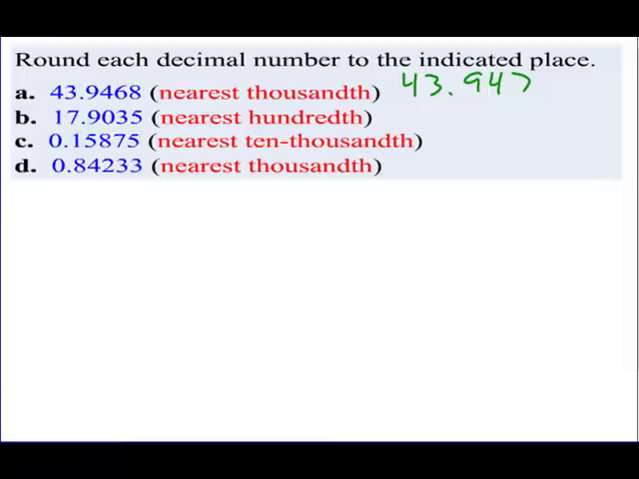B, round to the nearest hundredth. The 0 is in the hundredths place, so you look at the 3. This rounds to 17.90. C, round to the nearest 10,000th. The 7 is in the 10 thousandths place, so you look at the 5. The 5 causes it to round up, 0.1588. And finally, D, round to the nearest thousandth. The 2's in the thousandths place, so you look at the first 3, and this rounds to 0.842.